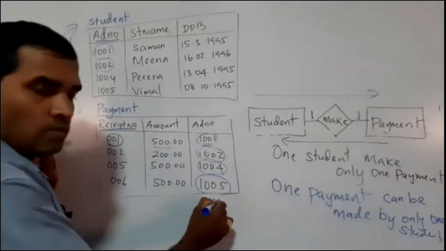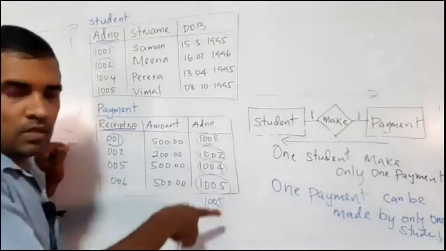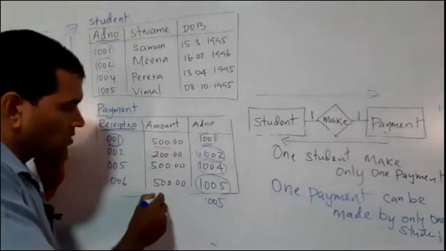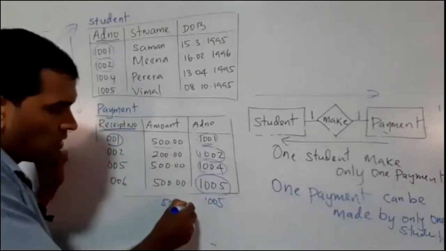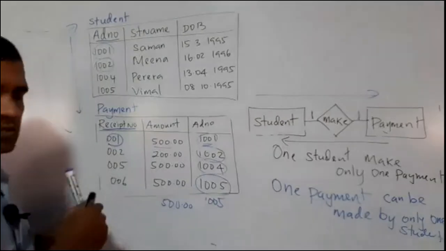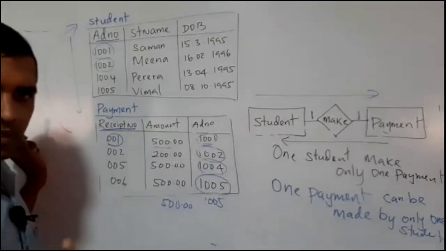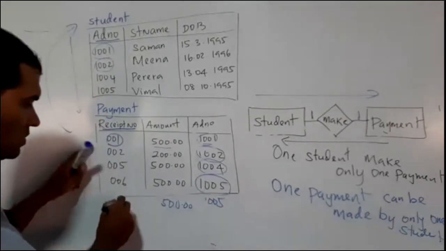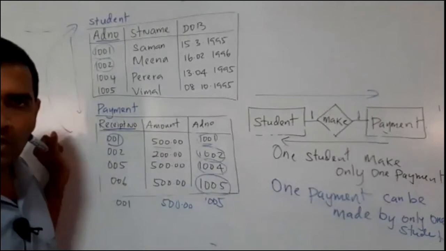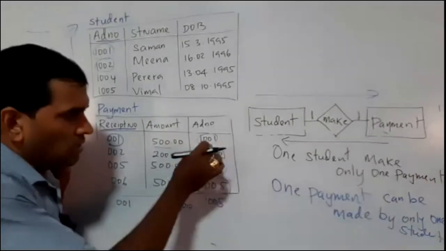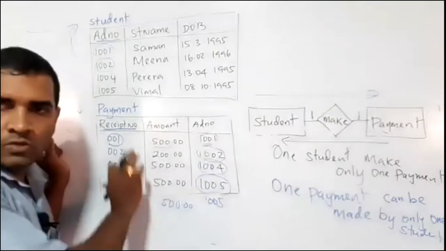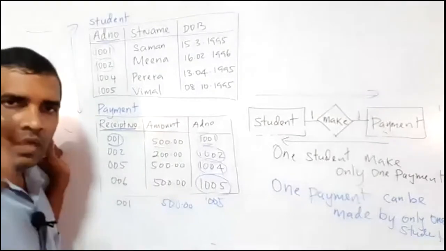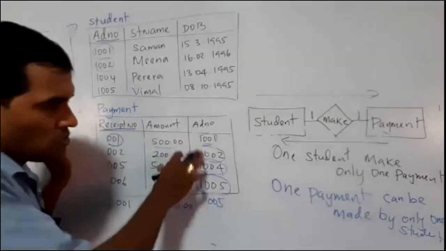So which means 1005. So 1001 and 1005, both these students paid this 500. So here 500 and got the same receipt, because since it is a group payment, there is no need for issuing two different receipts. So here 001 repeated. So now what is the meaning of this one? One payment. Look here, 001 again. So which means one payment is made by two students.